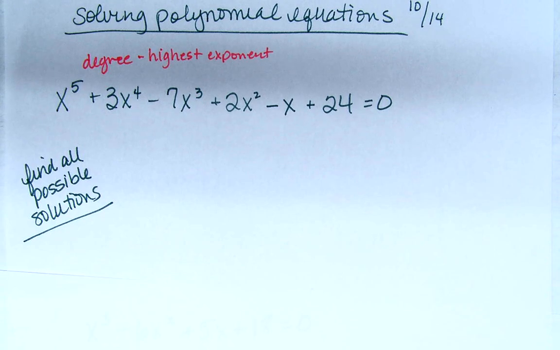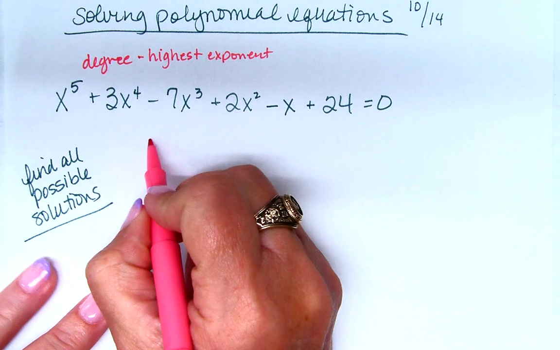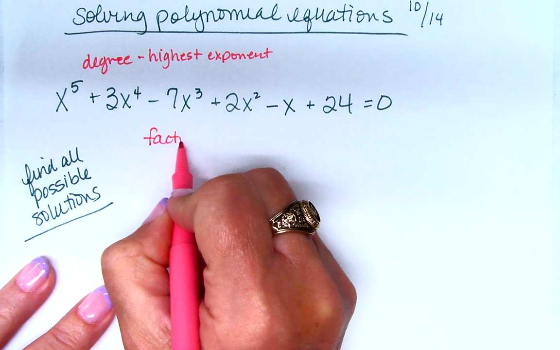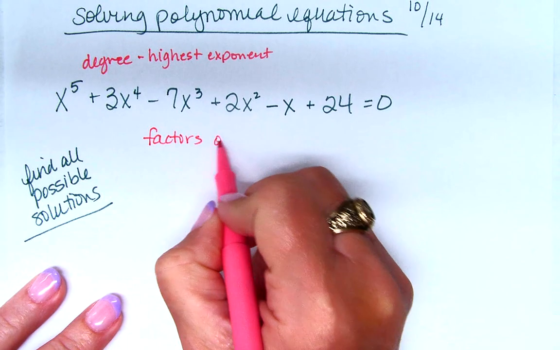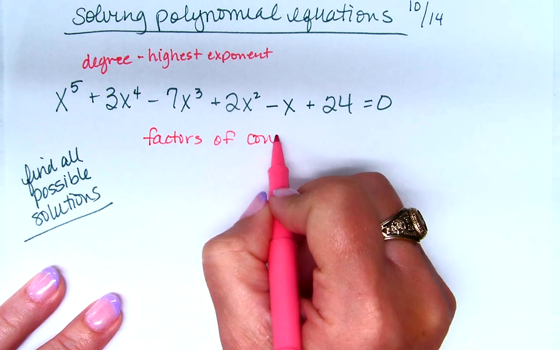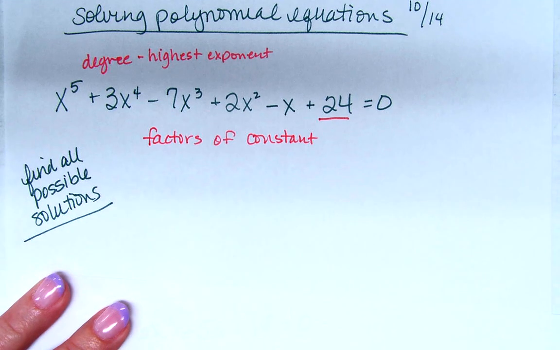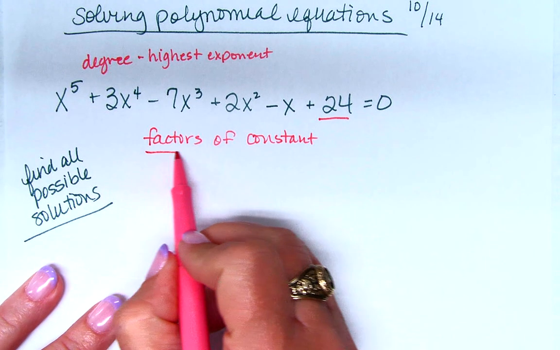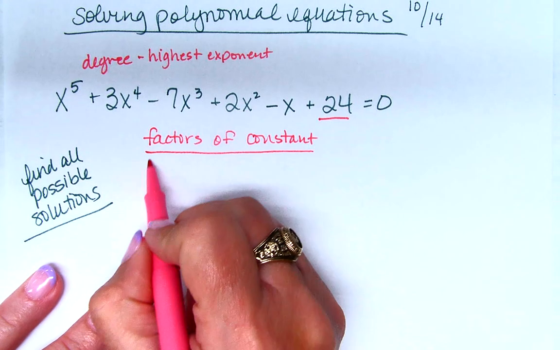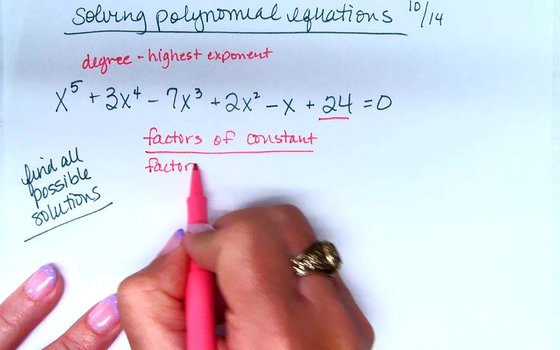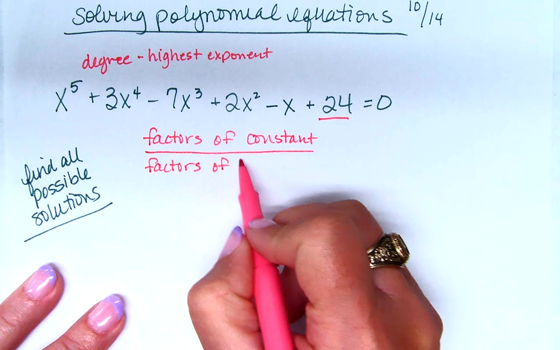To figure out how to find all the possible solutions, we need to take all of the factors of the constant, so the number at the end, the number without the variable, and we need to divide it by all the factors of the leading coefficient.